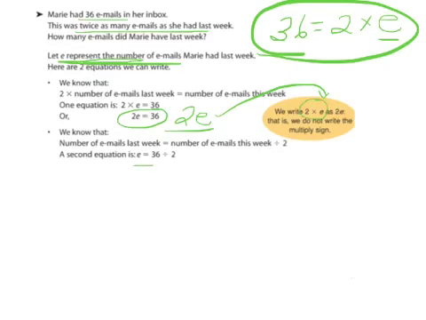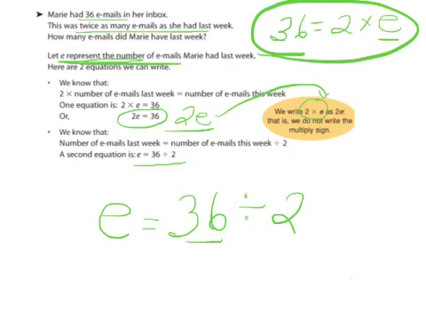The other way you could look at this is the number of emails. Well, it's 36 divided by 2 because it's half as many, because it was twice as many that she had last week. So it would be half of what we have right now. Either of those will work. Well, let's try it.